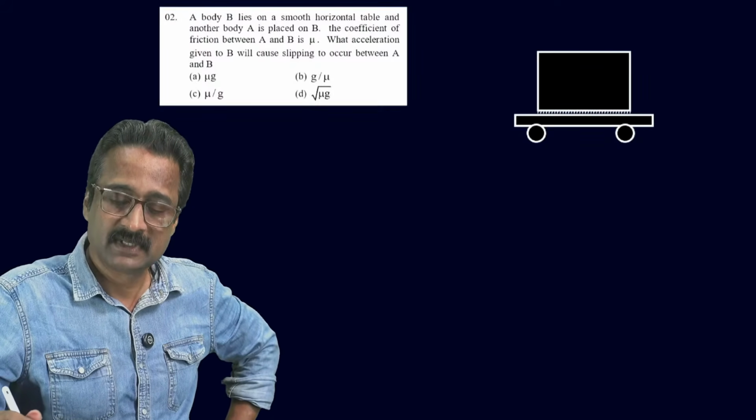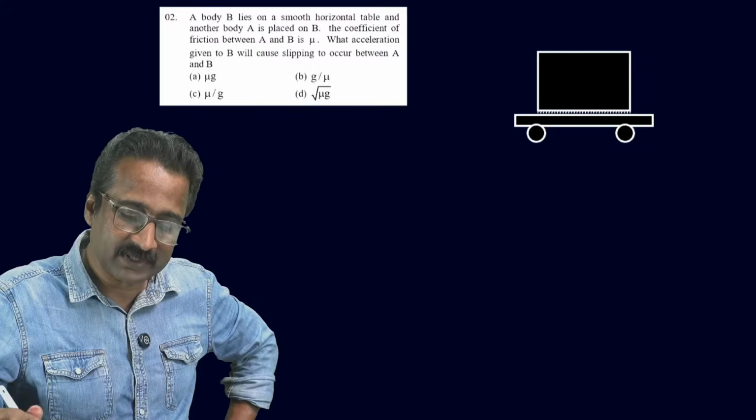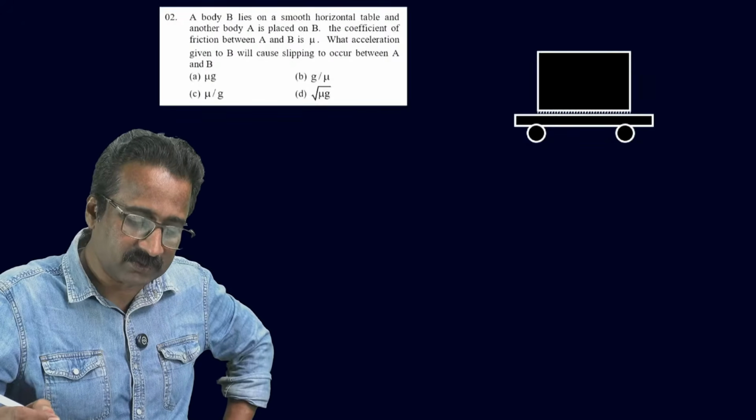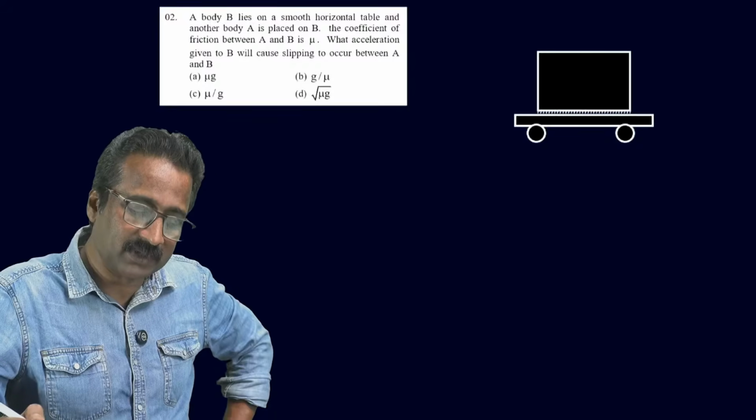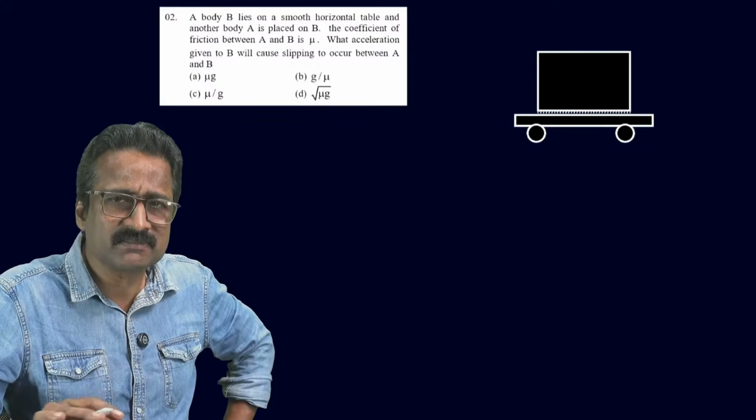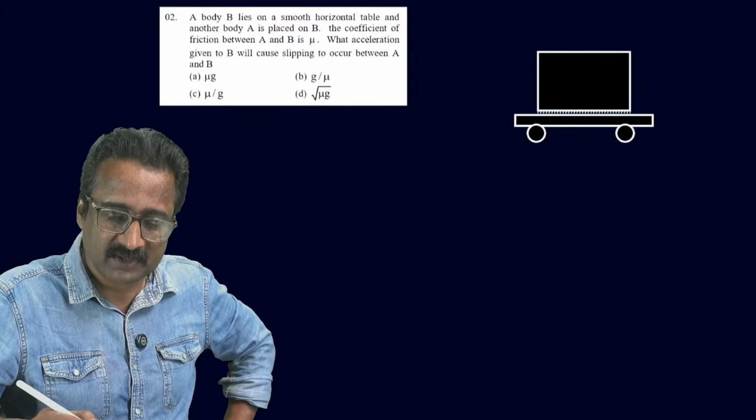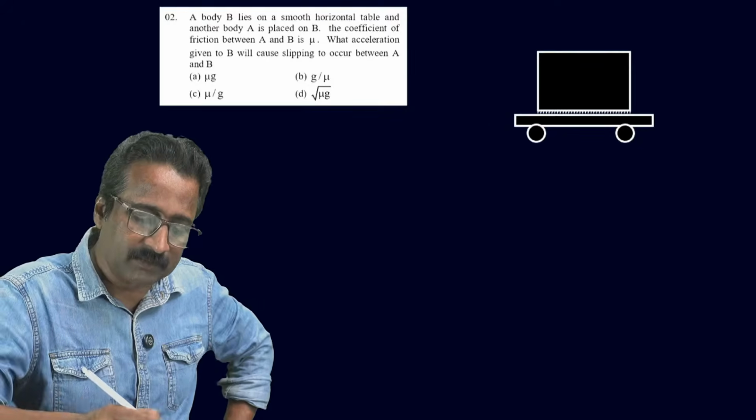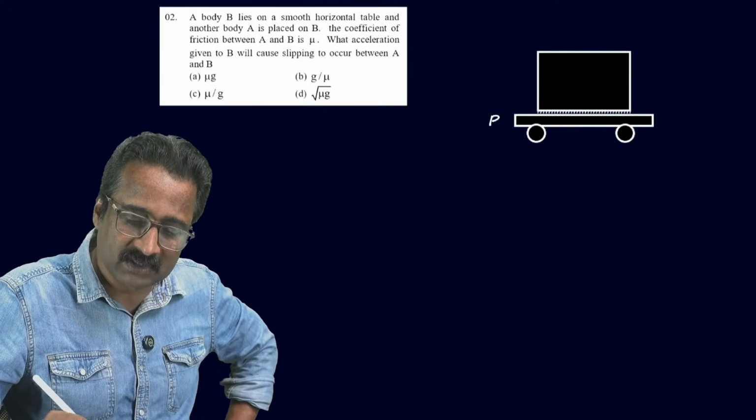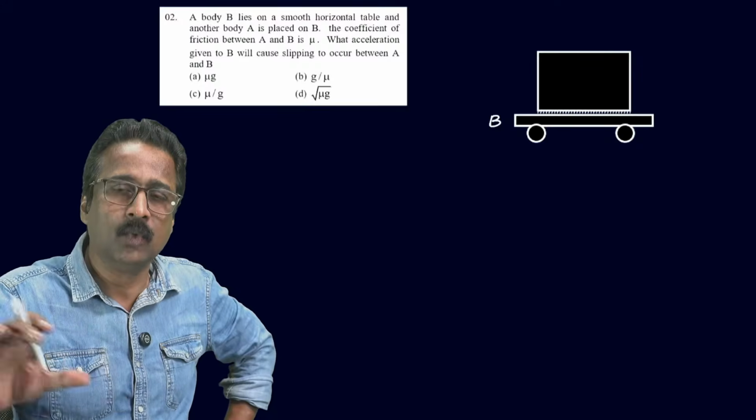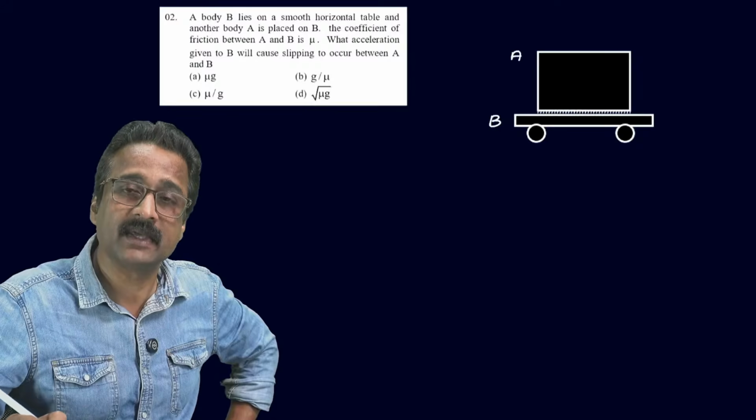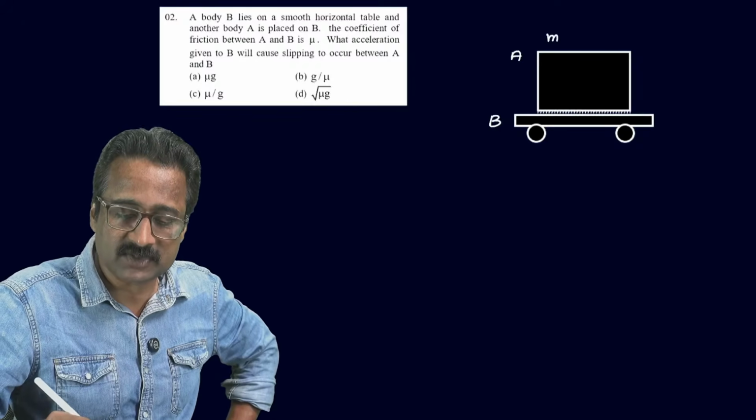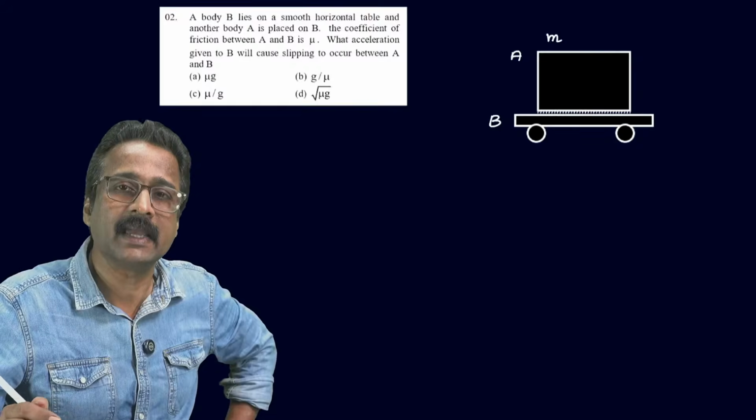Here it is. In this case, it is said that there is a body B. The mass of that body is not said. The body B is lying on a smooth horizontal table and another body A is placed on it. So I've made some modifications in the figure. You can consider this to be B. This platform is supposed to be B in the question, which can be easily moved. But the whole focus is on the next body, that is A. Now the mass of this body is not exactly mentioned. Let us say it is some M.